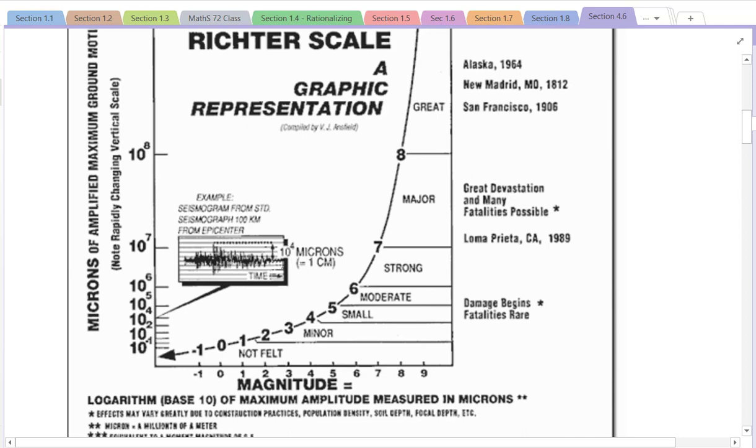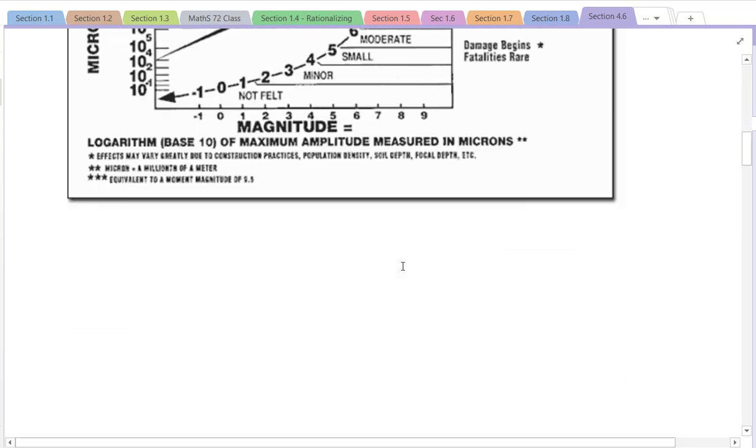If you've taken trig already, with your sine and cosine curves, the amplitude is measured from 0 to the top of the graph, or to the bottom of the graph. Same thing here. You have all these waves, and the amplitude is the distance from the middle of the wave to the top of the wave or to the bottom of the wave. That's how the intensity is measured.